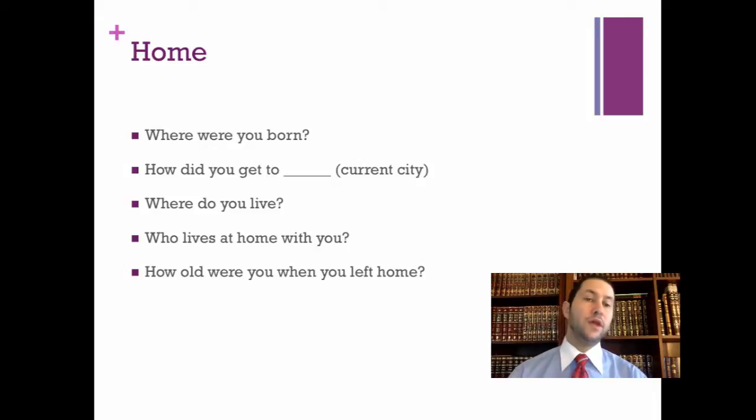That's helpful. You want to ask them where they live, who lives in the home with you. That's important because you're going to know who their support and potentially who their stressors are. And how old were you when you left the home? A lot of childhood conflict can be revealed if a person says, yeah, I left home at 16. You'd be like, wow, 16 years old. That's pretty early. Well, what happened? Right? And you just reflect it back and try to get more information.